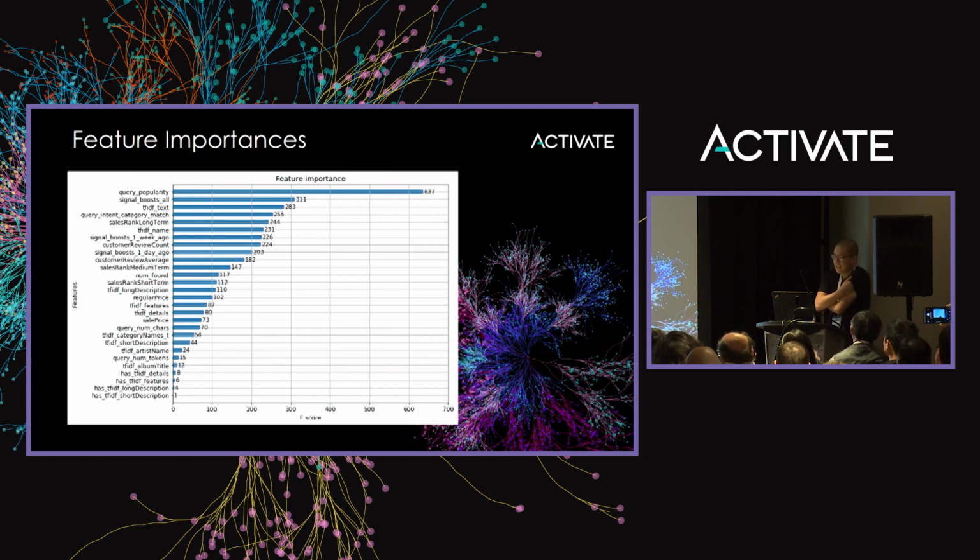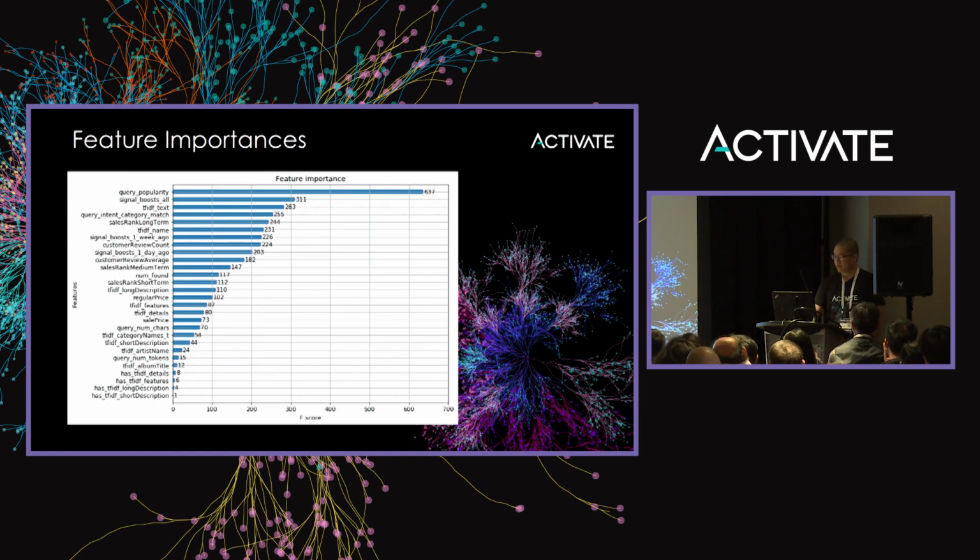One nice thing that you get from training an LTR model like this is that most models have a way of revealing which features are most important in the model. So here's a plot of the most informative features in the XGBoost model that I trained. You can see that the most important features are query popularity, the signal boost feature, the TF-IDF textual match feature, and the query intent feature.